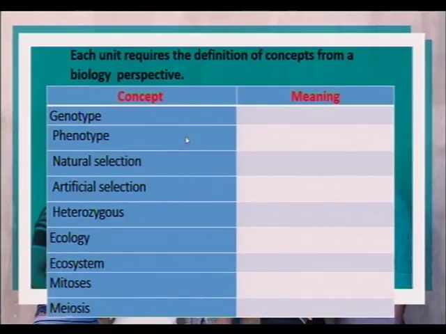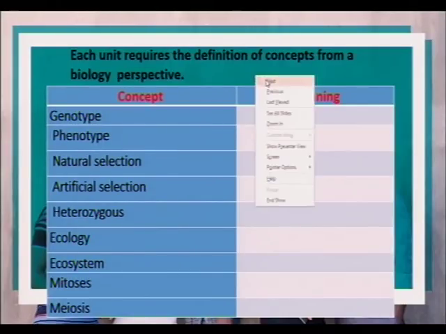As I've explained in the other two sections, there are concepts and terms that you need to know and be able to explain when you are asked in an examination. Explain the concepts genotype, phenotype, natural selection, artificial selection, ecology, ecosystems, mitosis, and meiosis. These are just some of the concepts that you need to know and understand to be able to explain them if you are asked to do that.